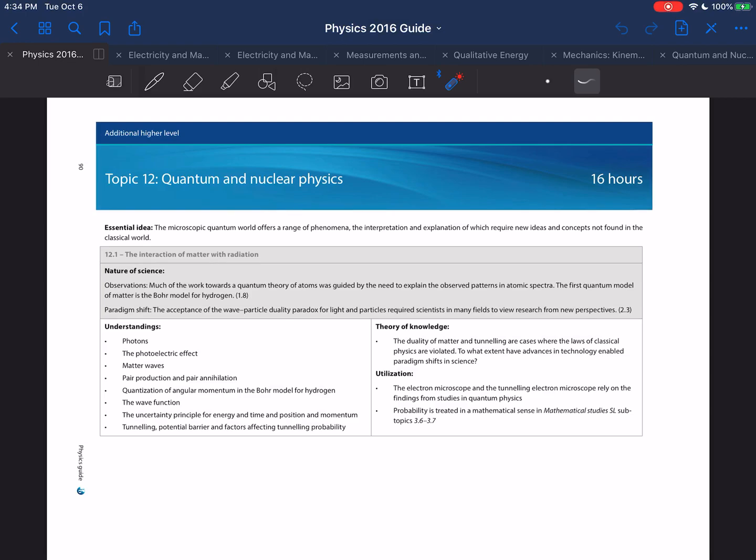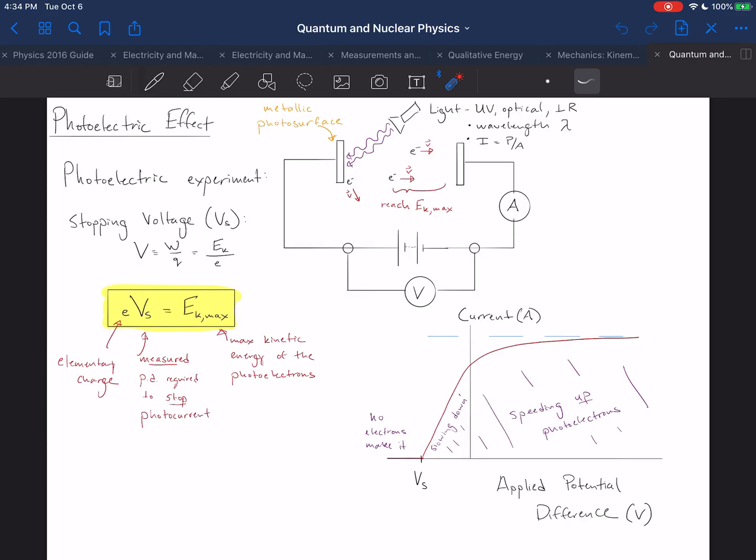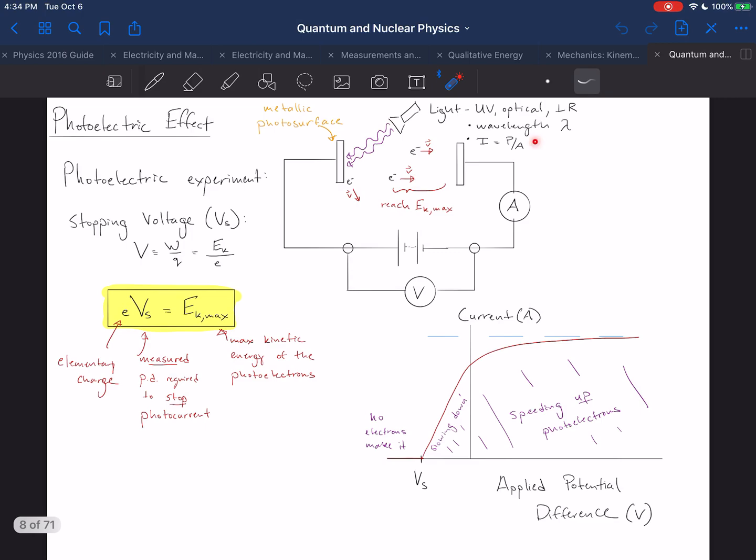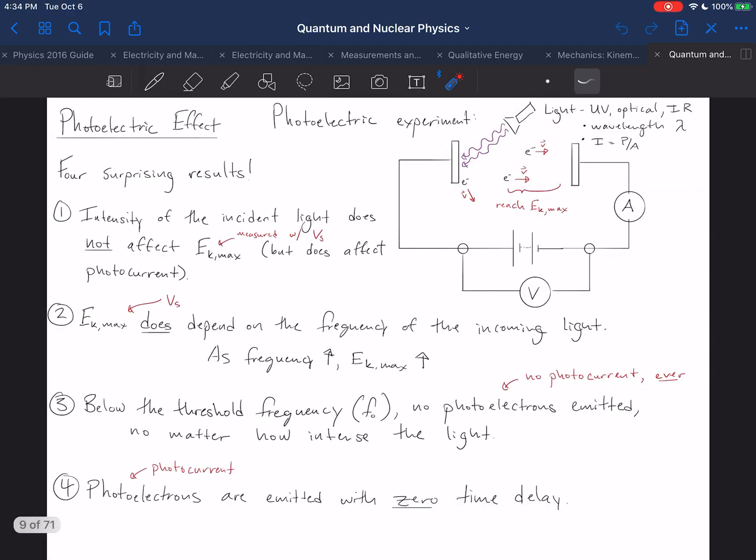Hello everyone. In this video we will continue to examine topic 12.1, the interaction of matter with radiation, and in particular we will continue to consider the photoelectric effect. So in the previous two videos, the experimental apparatus designed to investigate the photoelectric effect was introduced. And in particular, we described how one might measure the stopping voltage as well as the maximum current reached when the applied potential difference was positive.